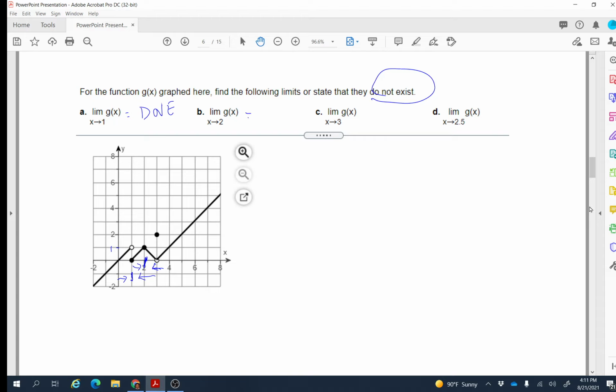So that means the limit of this function when x approaches 2 is 1. Look at the 3: this graph is approaching 0 from the left side and from the right side, so it's 0.